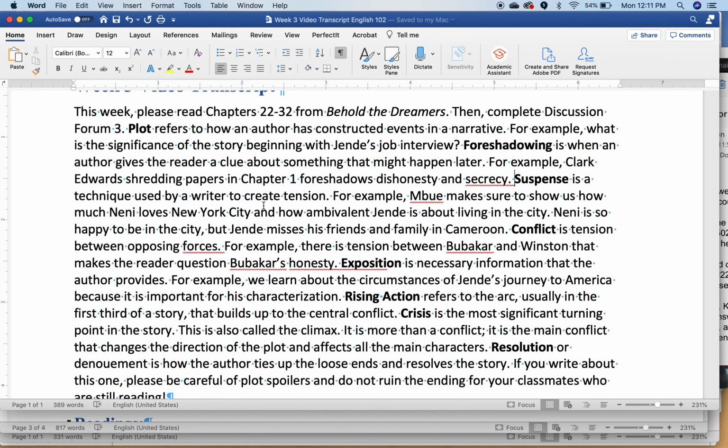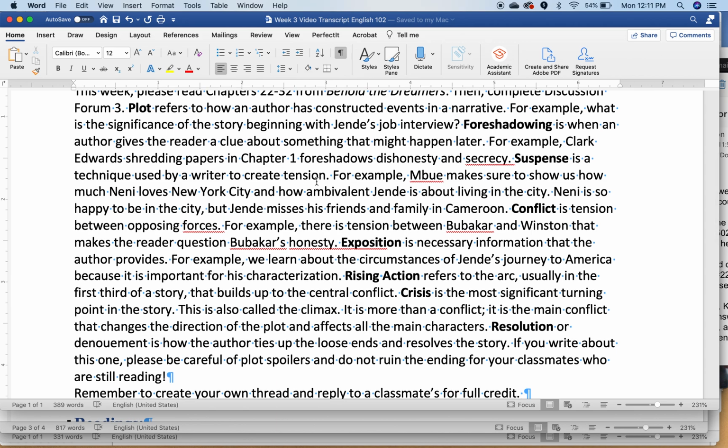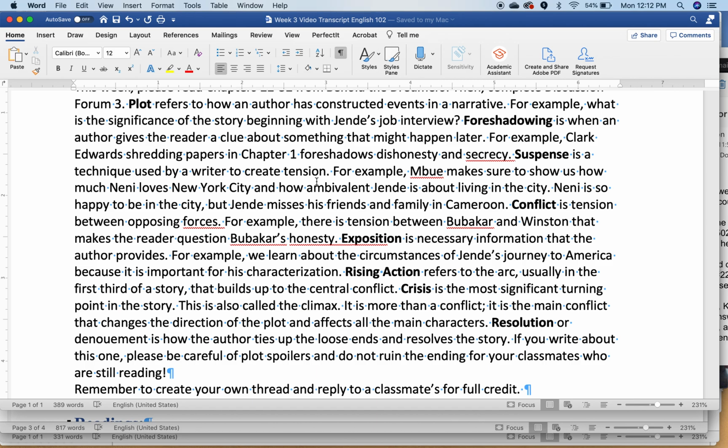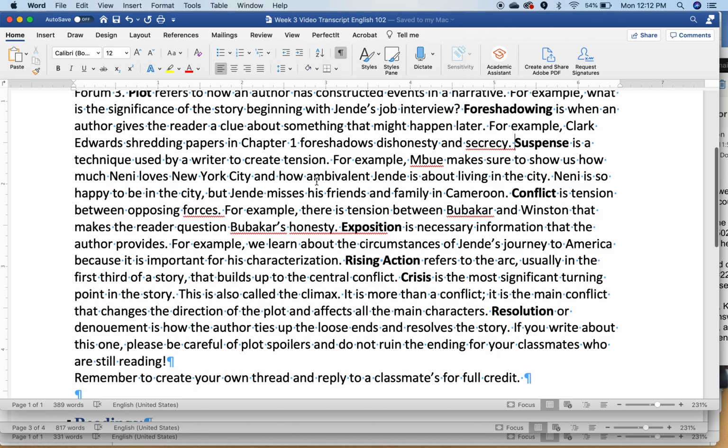Suspense is a technique used by a writer to create tension. For example, Mbue makes sure to show us how much Neni loves New York City and how ambivalent Jende is about living in the city. Neni is so happy to be in the city, but Jende misses his friends and family in Cameroon.